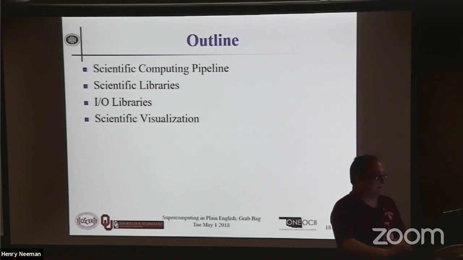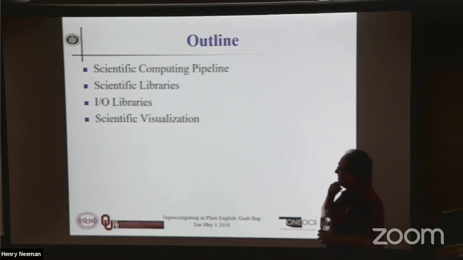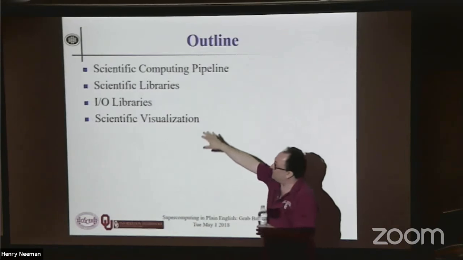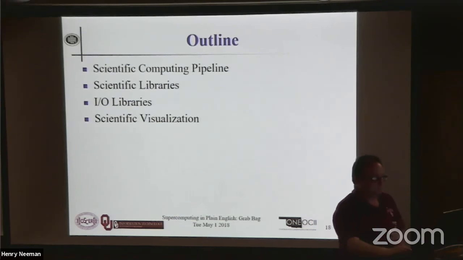Okay, all right. So we're going to talk about scientific computing pipelines, scientific libraries. These are really sort of the three major topics here: the scientific libraries, IO libraries, and visualization. And I'll just ramble on until either I run out of slides or we run out of time.